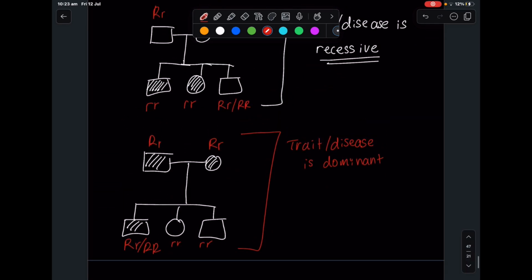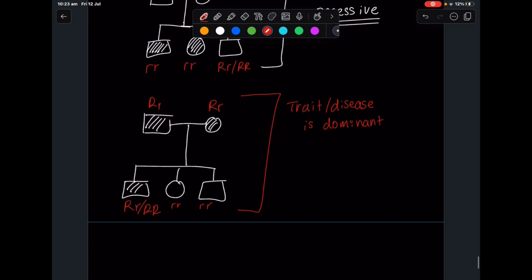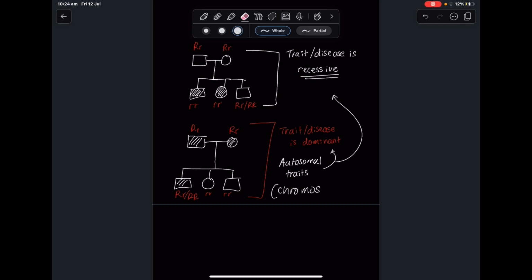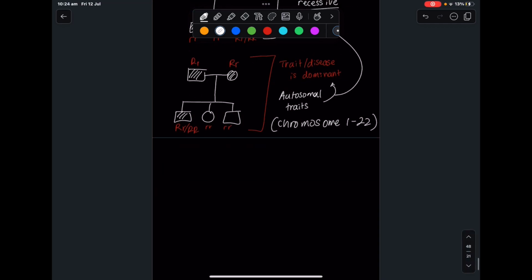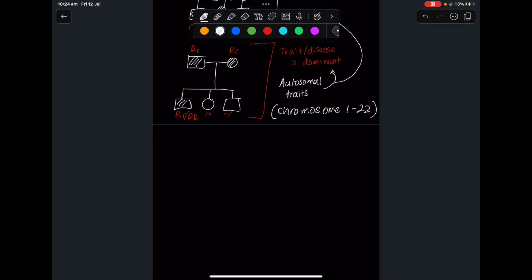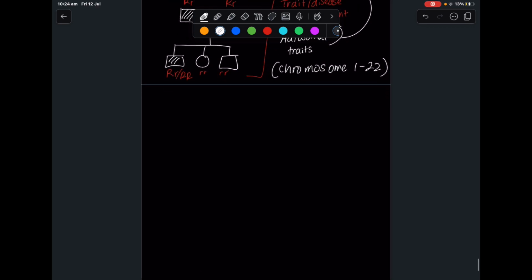So this is what we deal with when it comes to autosomal disease or autosomal traits. Traits that lie on the first 22 pairs of chromosomes, so chromosome 1 to 22. However, if you're dealing with a potentially sex-linked trait, you're going to notice something different.